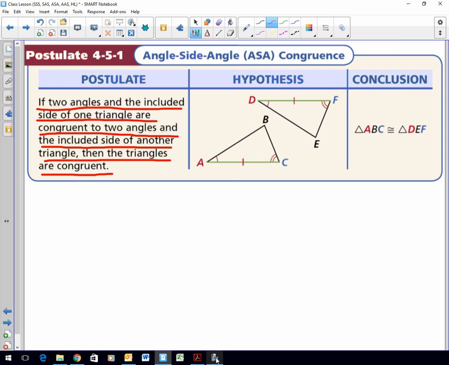So we should be adding to our list. I have side, side, side. I've got side, angle, side. Now I have angle, side, angle. Okay? Should be adding to all of this. Side, side, side; side, angle, side; now we've got angle, side, angle.